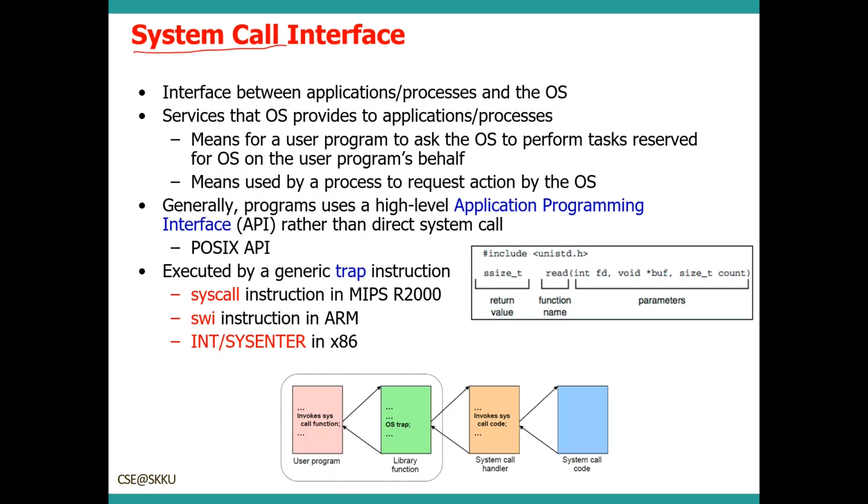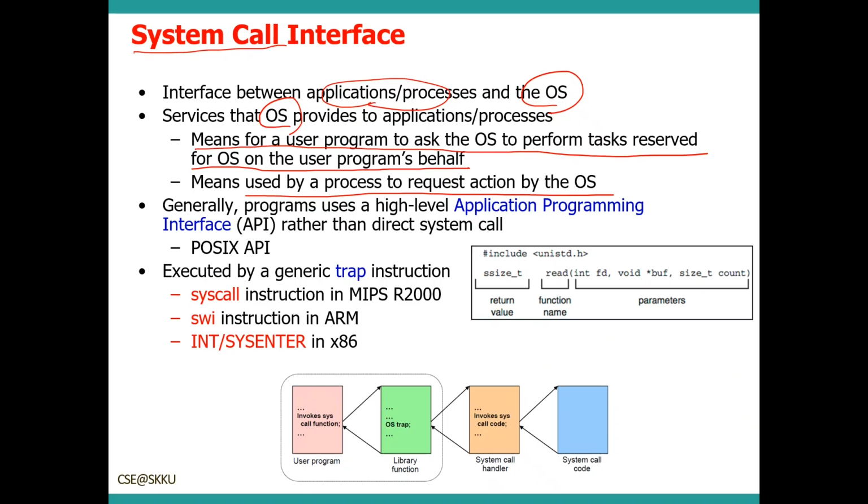System call provides the interface between an application or process and the operating system. So with the system call, we can use the services provided by the operating system. A system call means a user program asks the OS to perform tasks reserved for the OS on the user program's behalf. It is also used by a process to request some action by the operating system.